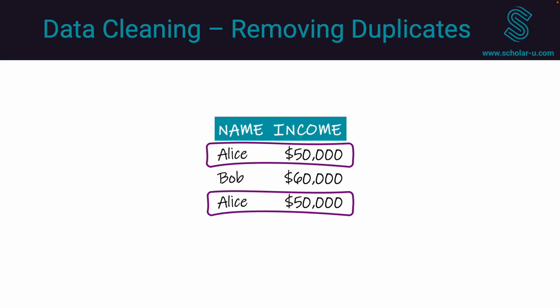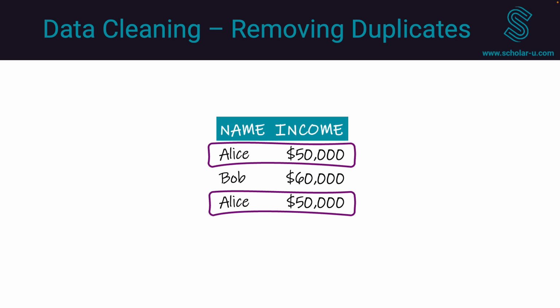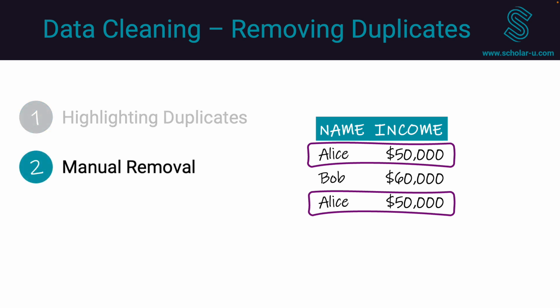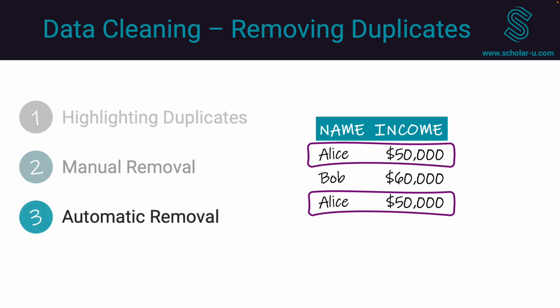In this video, we're going to learn about a new step in the data cleaning process. It's about removing duplicates. Duplicate rows can be dangerous when we do analysis. We're going to learn how to highlight duplicate cells, how to manually remove the duplicate cells and what their limitations are, and finally, how to automatically remove these duplicate cells. Now let's get started.